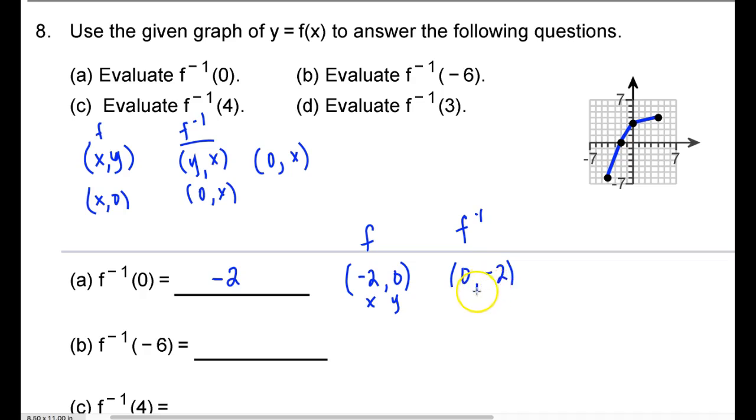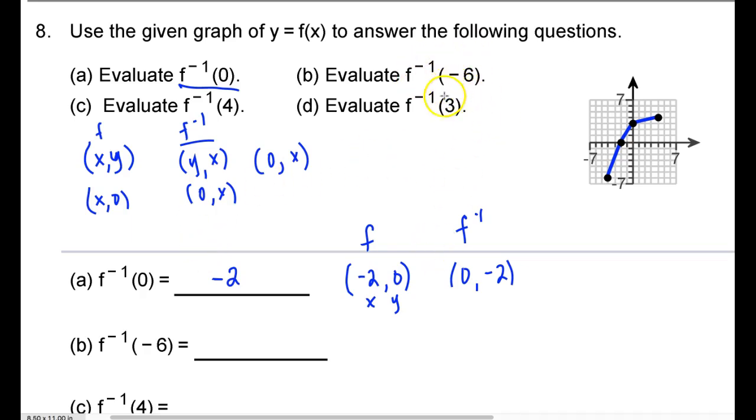Okay? And so this is asking, essentially, if this is in the x value position, what is going to be the corresponding y position? And of course, the inverse, we flip everything. So it's really like asking, if we'll tell you what y is, you give us x. Okay. All right. So for b, we'll do the same thing.